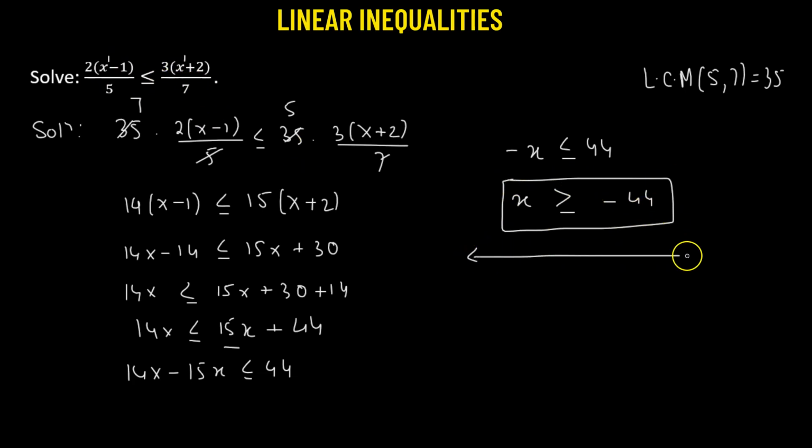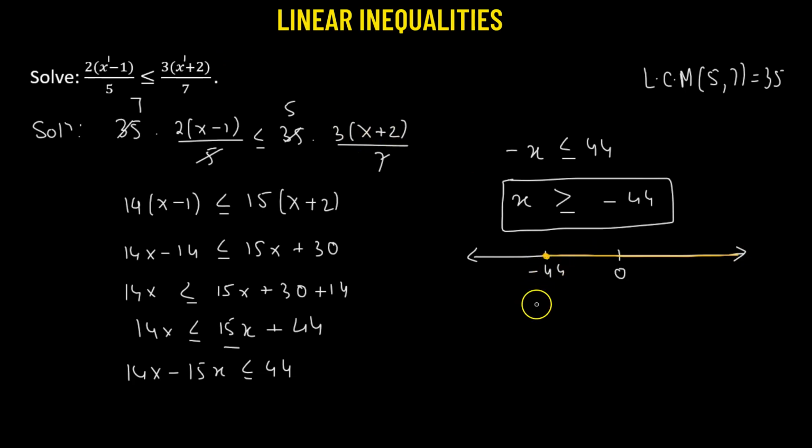We can also represent this on a real number line. So we'll consider 0 and negative 44 here. We have to consider all the values of x which are greater than negative 44, that means lying to the right of negative 44. And negative 44 is included, so we'll use a dot at x equals negative 44.